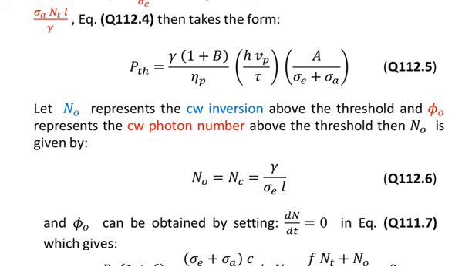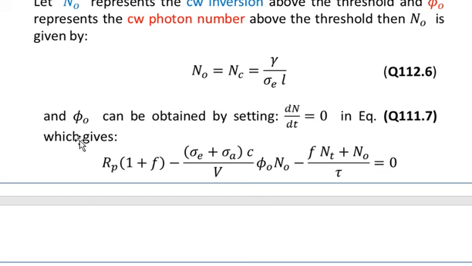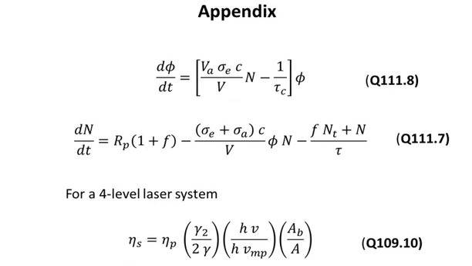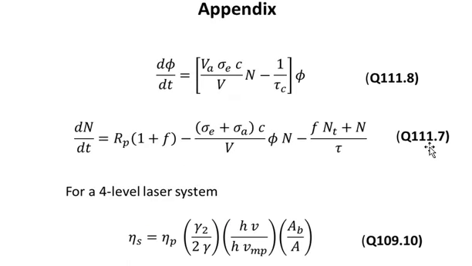And phi naught can be obtained by setting dn over dt equal to 0 in equation number 111.7, which gives this relationship. So let me show you equation number 111.7 from the previous slide from the appendix. This is the equation, and we have dn over dt on the left hand side. So we are going to set this derivative equal to 0, and then we can solve it for the value of phi.